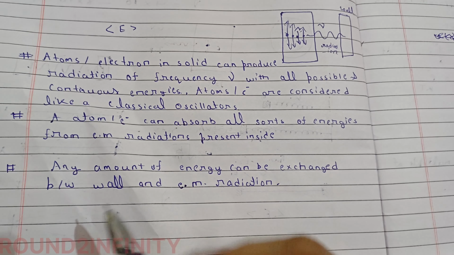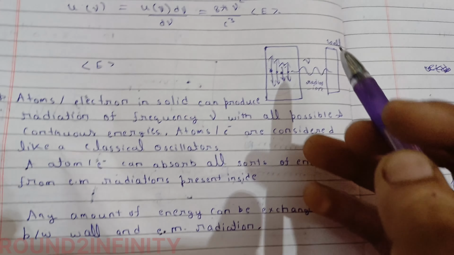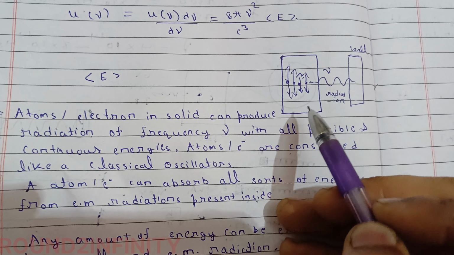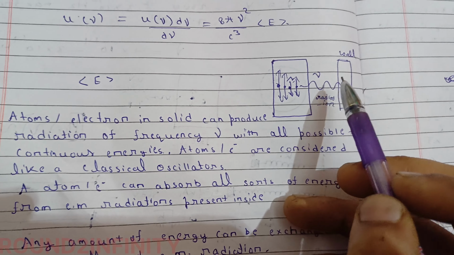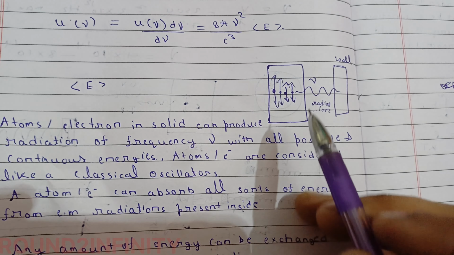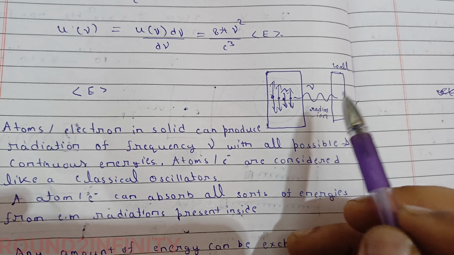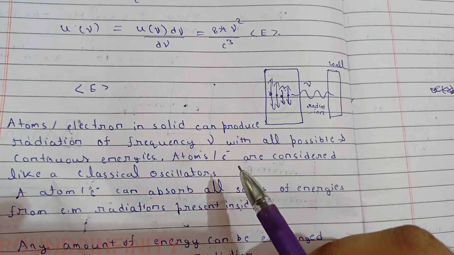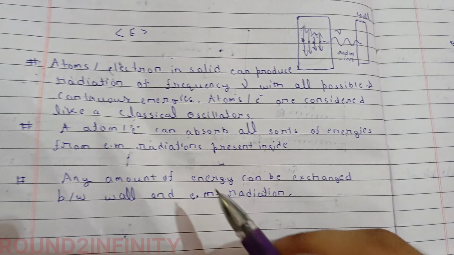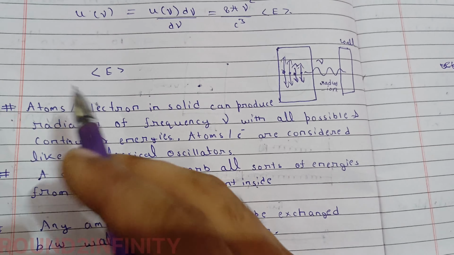Any amount of energy can be exchanged between the wall and the EM radiations. So any amount of energy will be produced by this, and any amount of energy will be absorbed by this, and the exchange of energy between the radiation and the wall will be all possible. I mean, continuous exchange will be there. So these are the assumptions. Now based on this, we will see how to find the average energy.